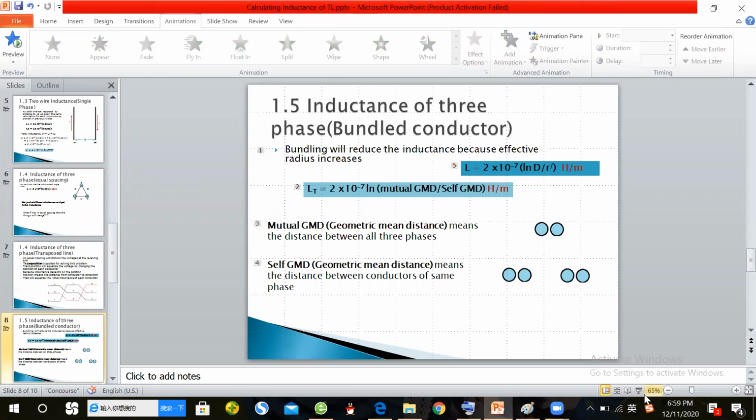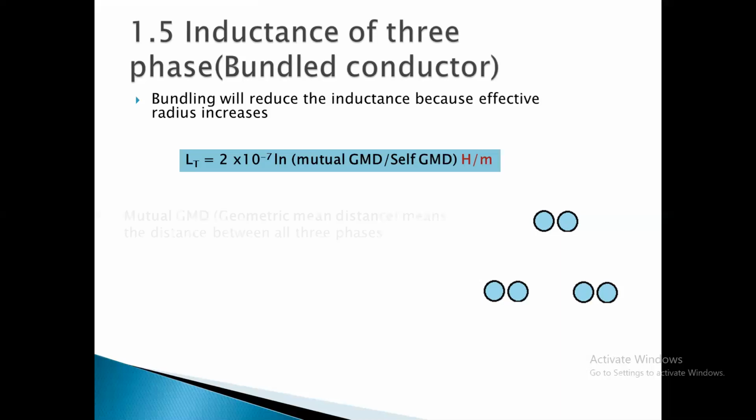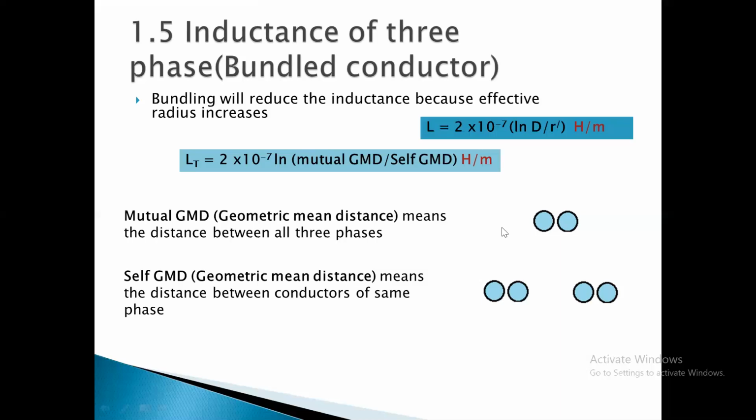Okay, I have to include it like this. Why this formula? This formula is almost the same in case of bundle conductor. I am talking about this conductor only. Then we will calculate the inductance of this, inductance of this, inductance of this, and then we will add up these inductances.